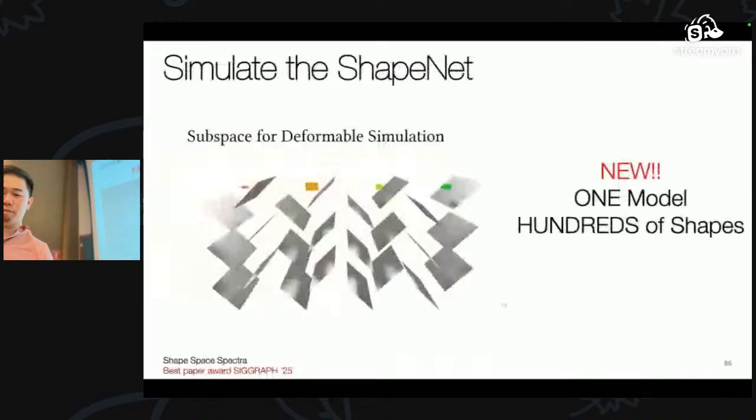Maybe here's another example showing one model, but we can handle all kinds of geometries.